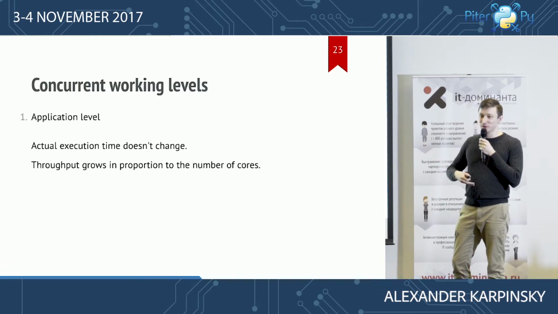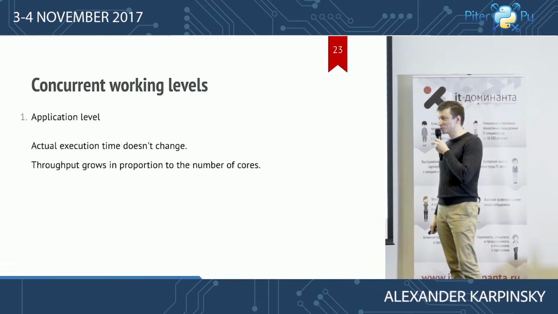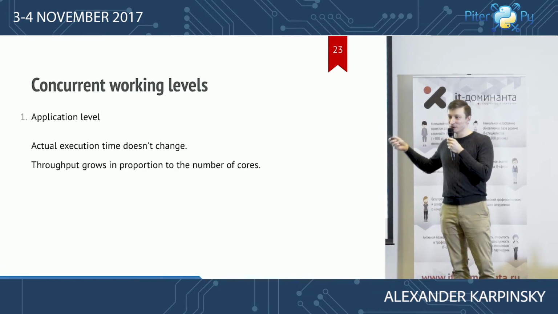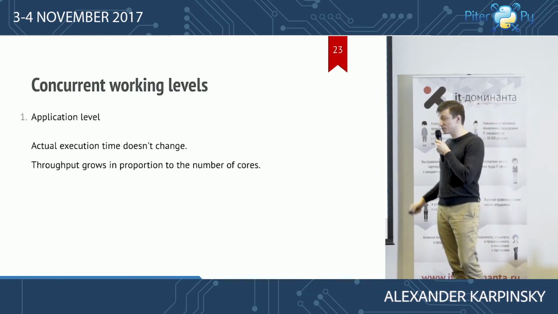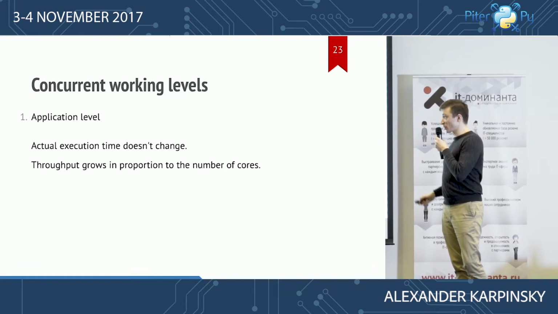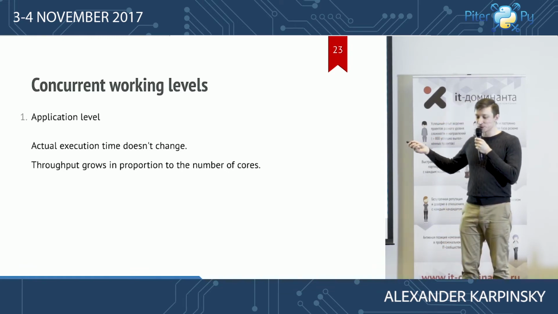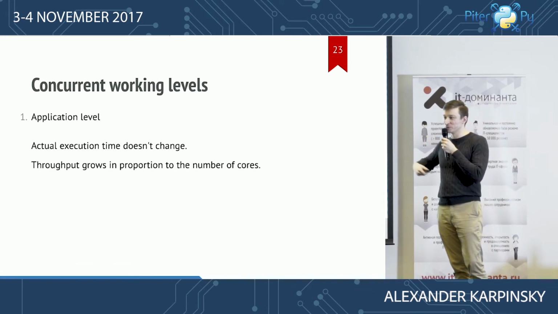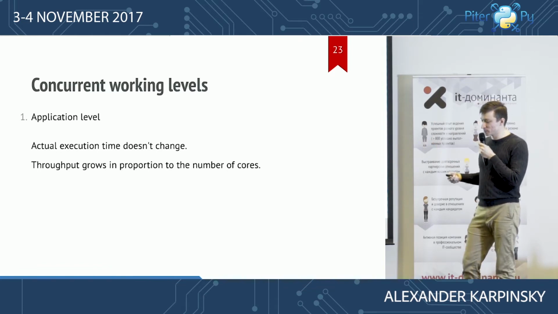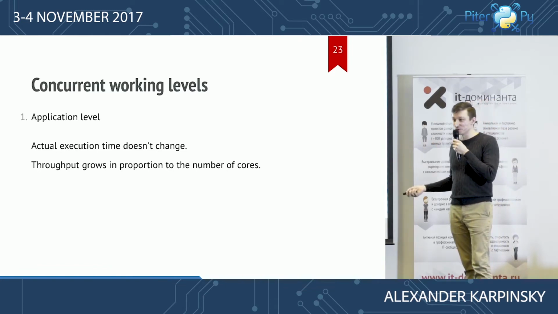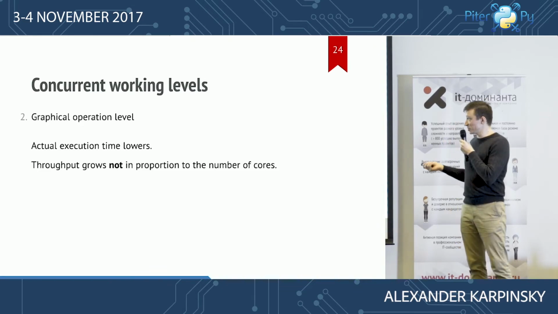The simplest way, when we know there are many operations that do not depend on one another, is to launch them in different threads or in different processes, different pipelines. The real time of each operation will not change, because that's how long it will take, but the throughput of the whole system will be increased.